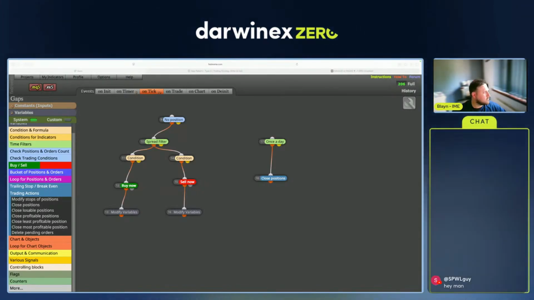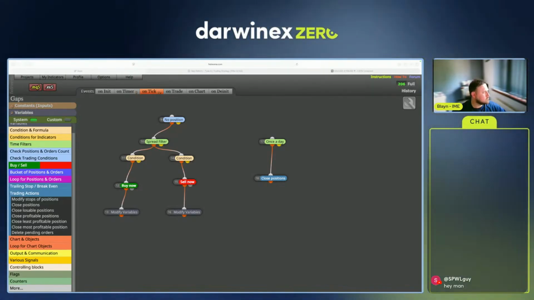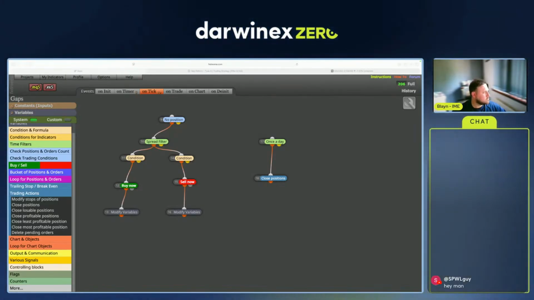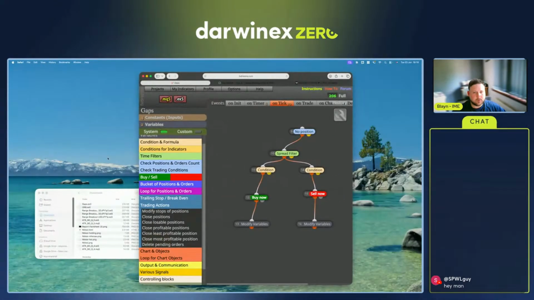Why is this not working? Should have had this prepped. Downloads. There we go. Gaps. Awesome, awesome, awesome.